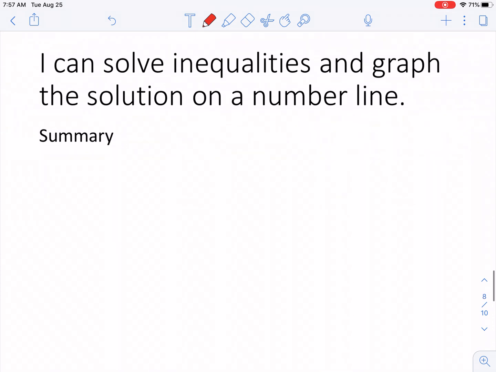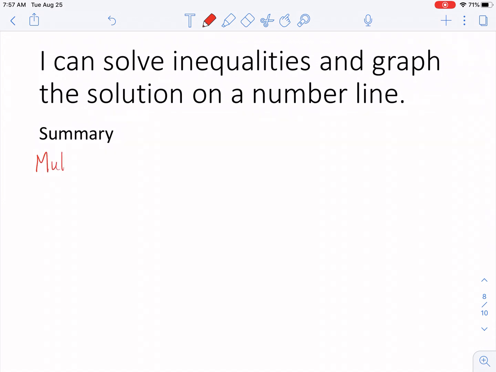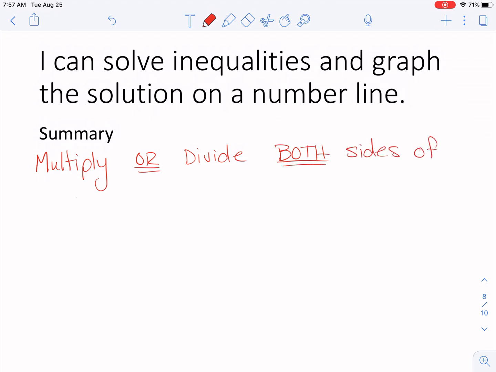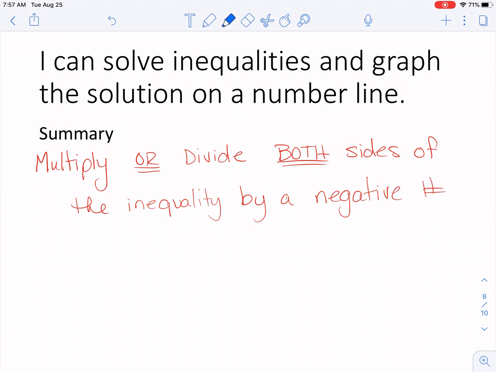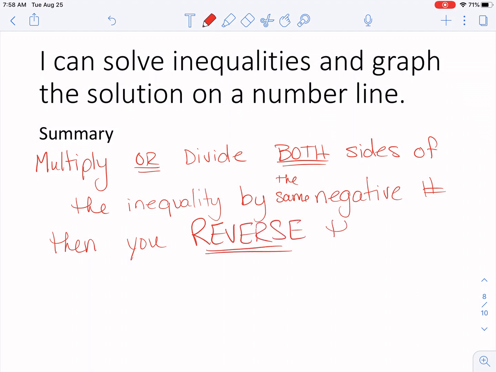All right, so summary-wise, if you multiply or divide both sides of the inequality by the same negative number, then you reverse the inequality symbol.